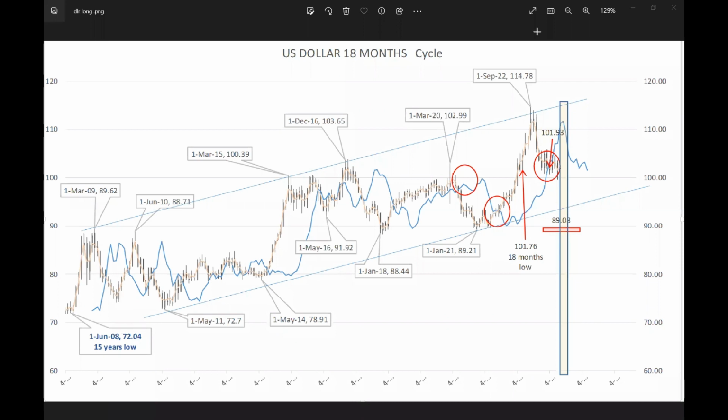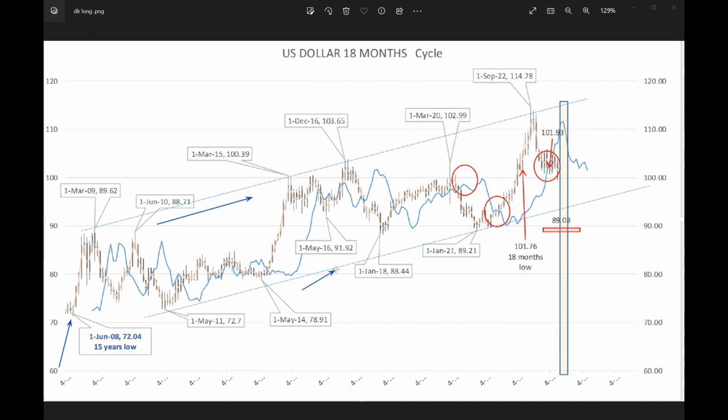Let's start with the overall picture. This represents a very long-term picture of the US dollar. Since the major low in 2008, which can be the 15 or 18 year low, the US dollar trades in an uptrend channel.